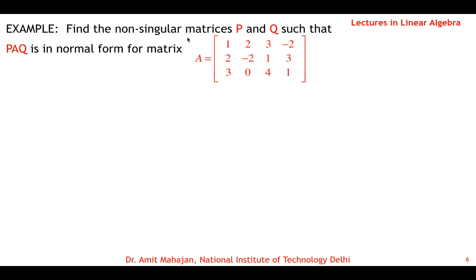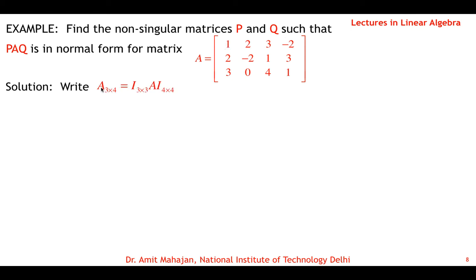Say find the non-singular matrices P and Q such that PAQ is the normal form of matrix A, where A is a non-square matrix. So we have 3 rows and 4 columns, so a 3 by 4 matrix. Clearly inverse is not in the picture here, but we are trying to find the normal form and the non-singular matrices P and Q. So we again start with A equal to IAI, but in this case both the identity matrices are of different sizes. The pre-matrix depends on the number of rows and the post matrix depends on the number of columns. So the pre-matrix will be a 3 by 3 identity and the post matrix will be a 4 by 4 identity.